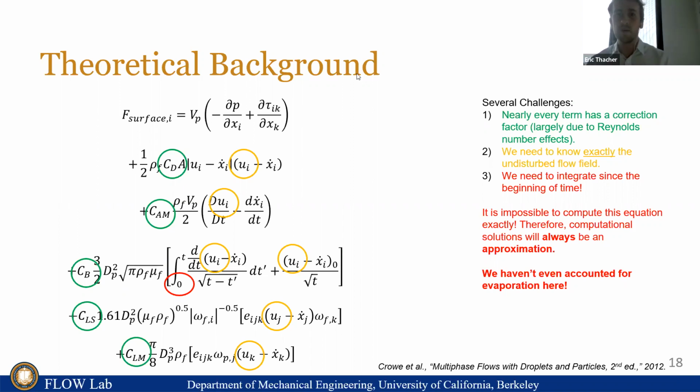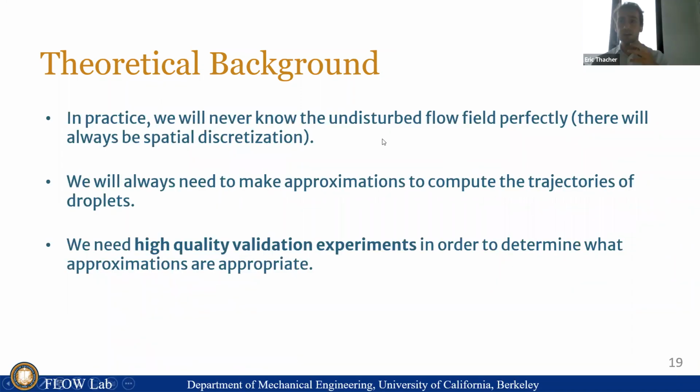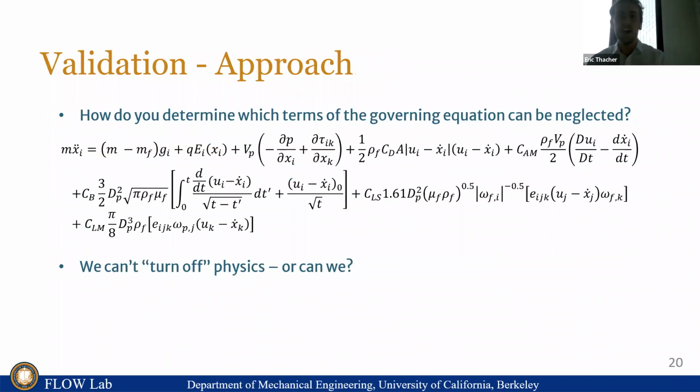And what I want to focus on today is basically methods to go about conducting experiments to determine that exact point, right? What terms can you compute and which terms can you neglect? But to continue, there are some key problems that I've just summarized, hopefully motivating why we need high quality validation experiments. And again, to answer this question in a bit more detail, how can you determine which terms can be neglected? Because we can't really turn off physics, or can we, I guess.